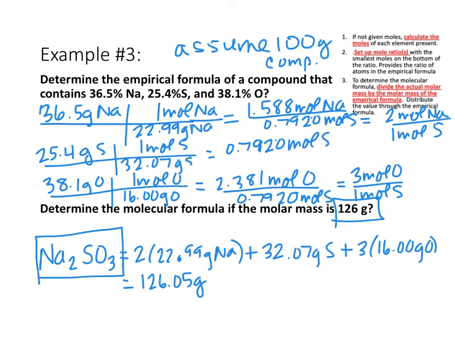And that's probably not surprising. Sodium has a +1 charge. Sulfite has a 2- charge. So I'm going to need 2 of those to be neutral, which is our formula.